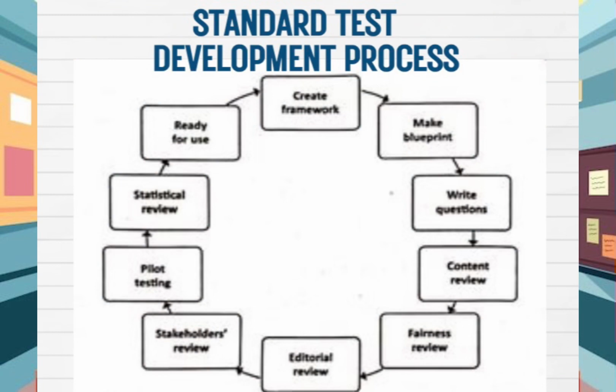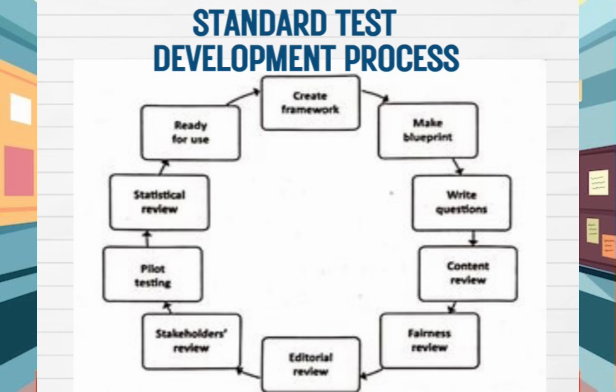So this is the standard test development process. As you can see, we need first to create a framework. After creating the framework, we need to make a blueprint, and after doing this, we need to write questions. And after writing questions, we need to have 5 reviews. First, content review. Next to the content review is the fairness review. And next to the fairness review is the editorial review. And after doing this, we need to do a stakeholders review.